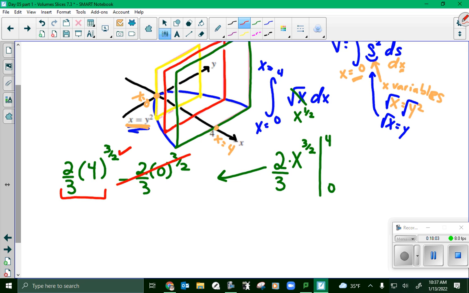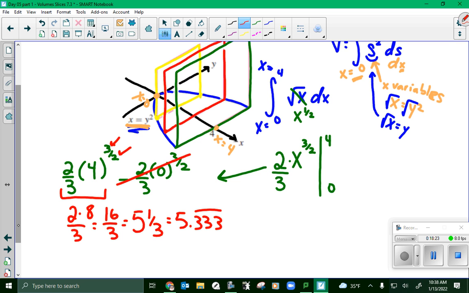This tells me the root. The square root of 4 is 2. 2 cubed is 8. So I've got 2 times 8 over 3. That's 16/3. That goes in 5 times, so 5 1/3. Or you could write it 5.333 with a line over it.